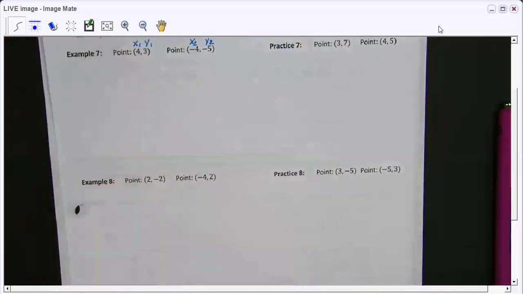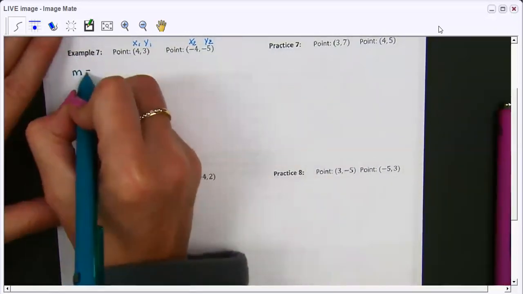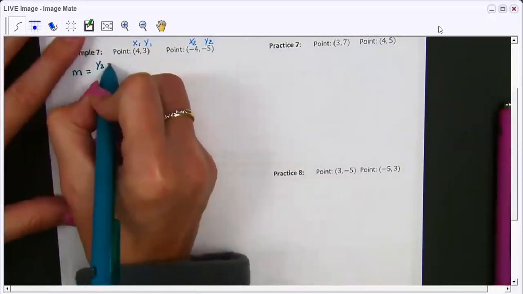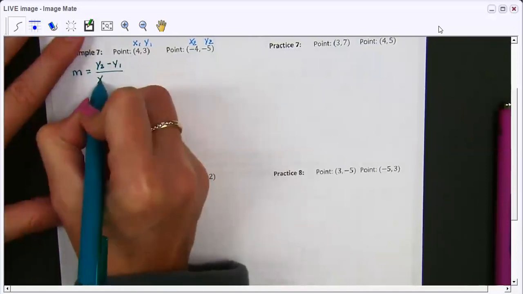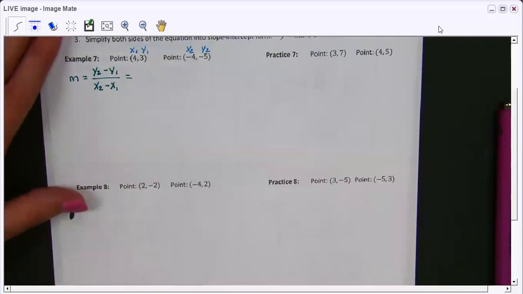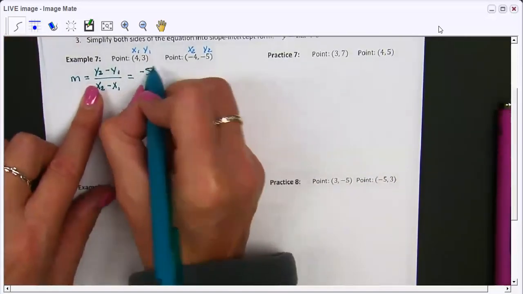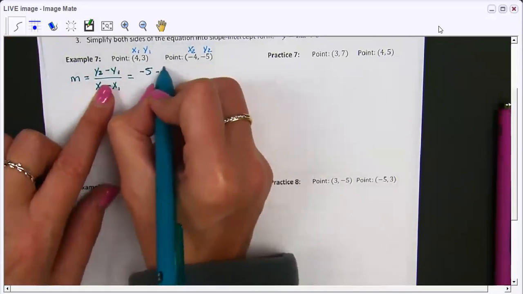Okay, so let's find that slope. We have m equals y2 minus y1 over x2 minus x1. And we can plug those numbers in. So y2 is -5. Y1 is 3, so -5 minus 3.